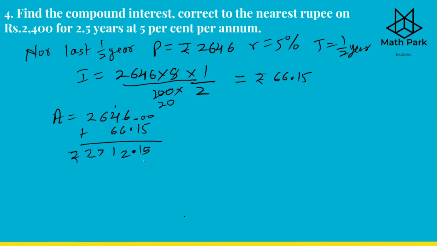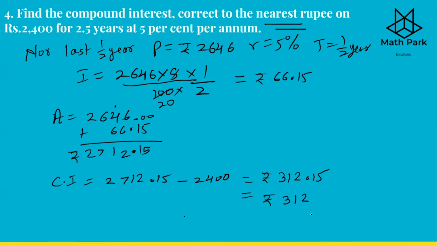2,712 and 15 paisa, and compound interest is equal to A minus P, which is 2,712 rupees 15 paisa minus 2,400, which we get as rupees 312.15. And since they have asked for the nearest rupee, we can say that the compound interest is rupees 312. So the compound interest is rupees 312 to the nearest rupee.